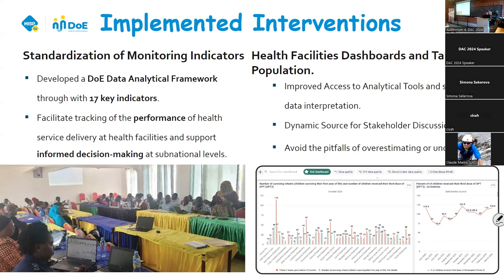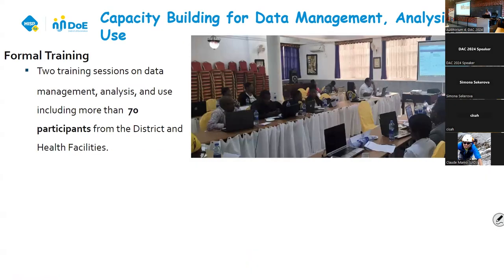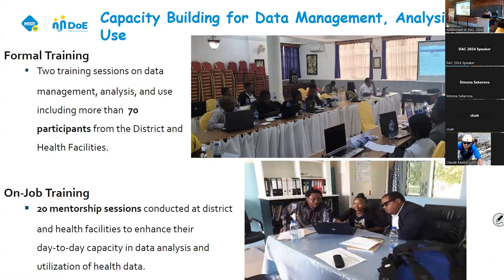So there were a lot of tensions, and how do you negotiate through that particular process. And then, of course, the other interventions we did, capacity building. In capacity building, we did it on two levels. One is formal trainings, which we conducted. In the last year and a half, we have conducted two training sessions of 70 participants coming from district and health facility, coming together, learning data analysis, data use, data dissemination, using DHIS2 to really understand, and of course using the analytical framework which I shared, but also on-the-job training.